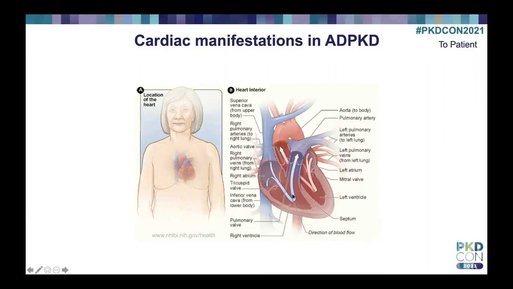And blood from the ventricle is then ejected through that pulmonary valve into the pulmonary artery and into the lungs, where gas exchange occurs, and then oxygenated blood returns back through the pulmonary veins into the left atrium. And from that left atrium, it goes through a valve called the mitral valve into the left ventricle.